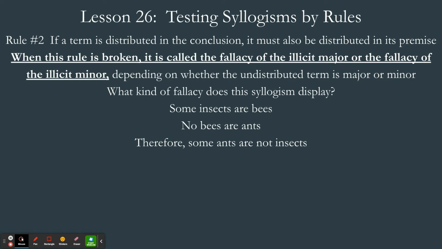Is insects distributed in the major premise? No, because the subject of an I and the predicate of an A, neither of those are distributed. So therefore, that is the fallacy of the illicit major.